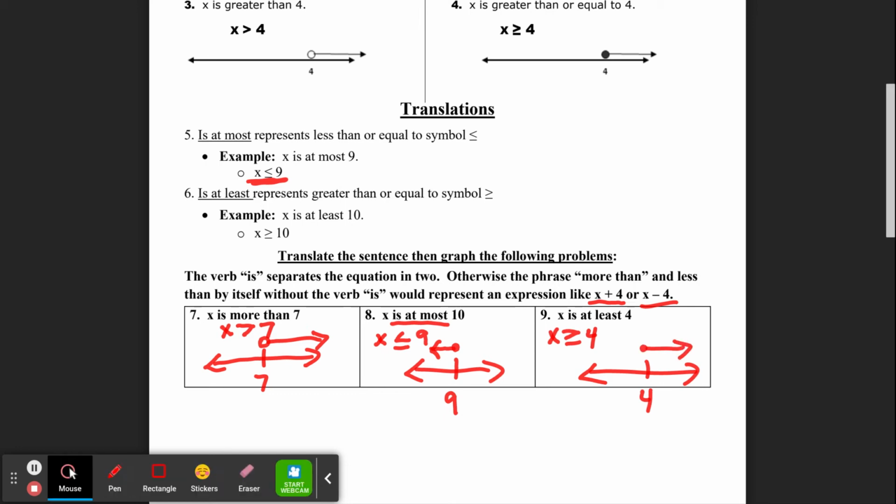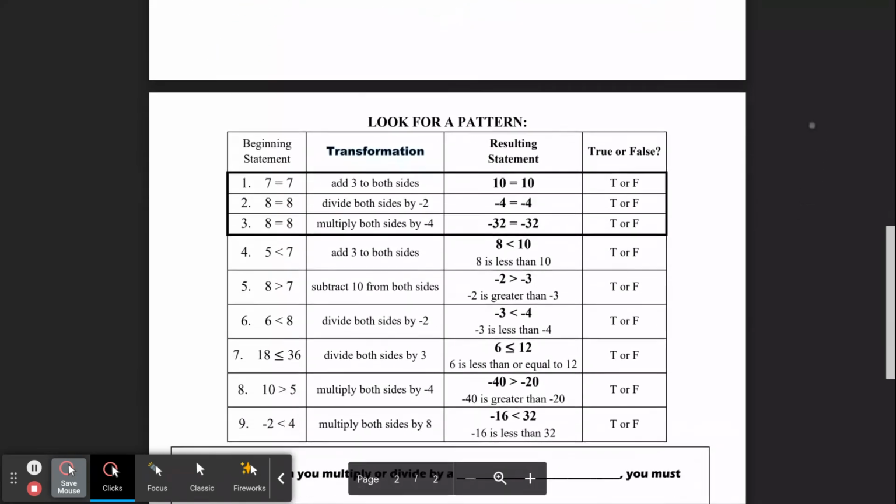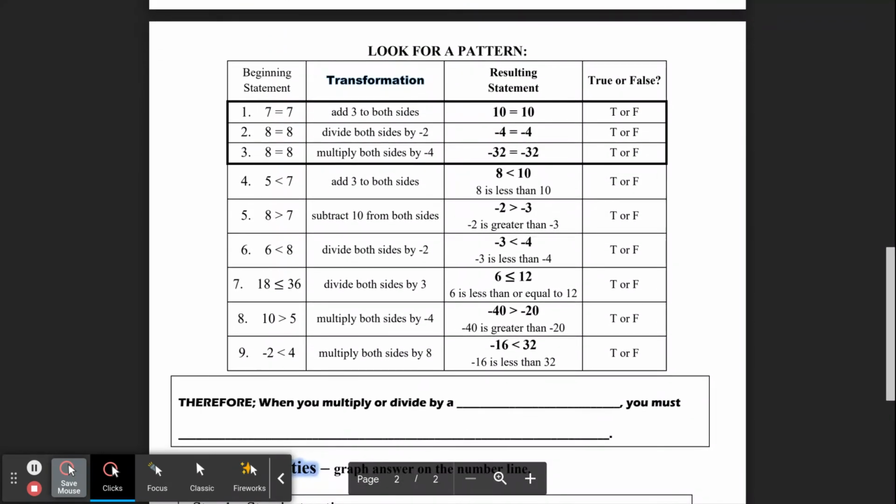On the back page, we're going to look for patterns that will help you determine whether you're going to keep the inequality going the same way as in the initial problem or whether you need to flip it. So let's look at some beginning statements right here on number 1. 7 is equal to 7. Well, if you transform it and add 3 to both sides, you get 10 is equal to 10. Is that true? Yes, it is.